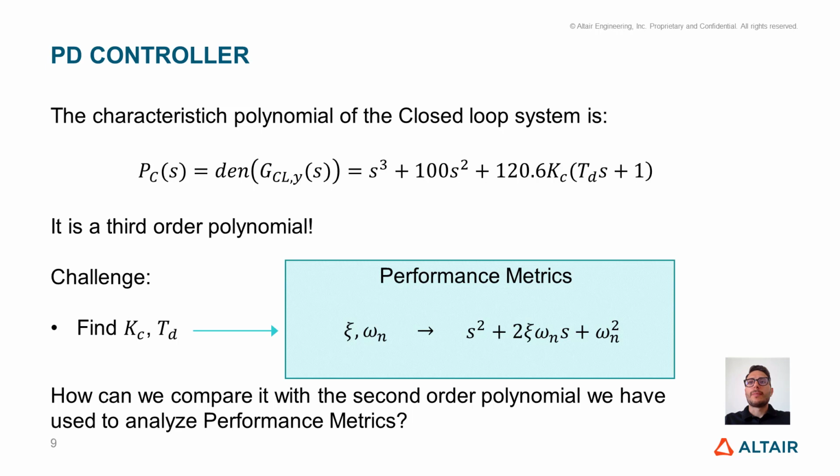But when we talk about performance metrics, we have referred to a second-order polynomial. And we were acting on the two parameters, which are the damping ratio and the natural frequency, that determine the dynamics of a second-order system. How can we compare a third-order polynomial to a second-order one?